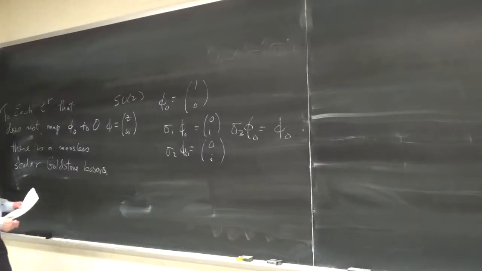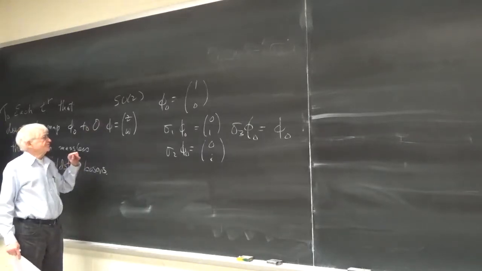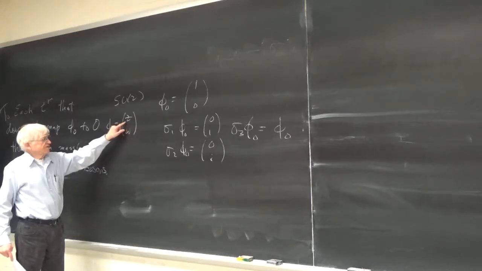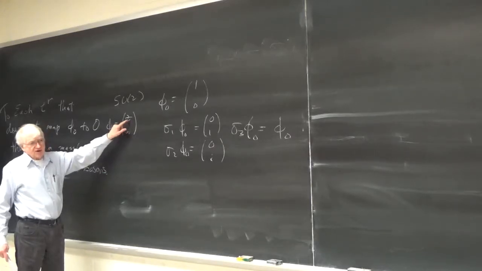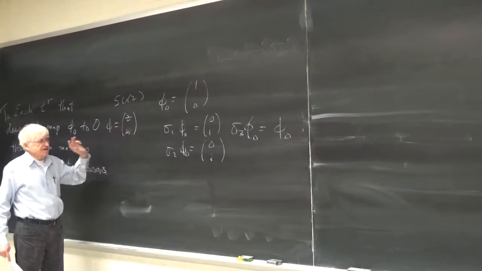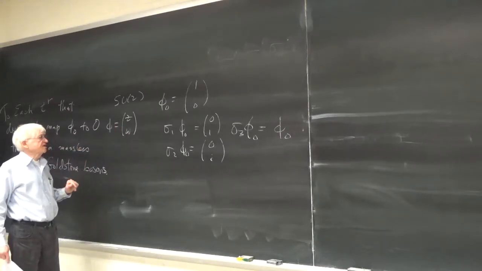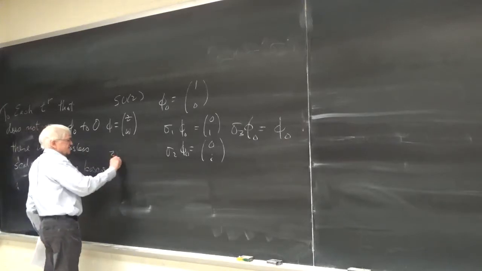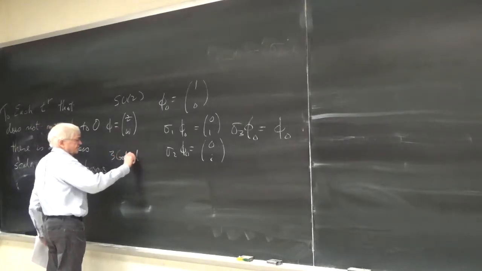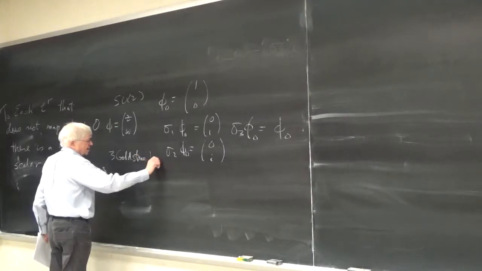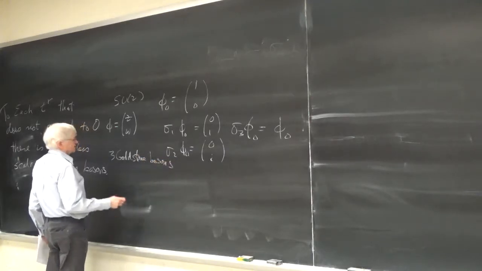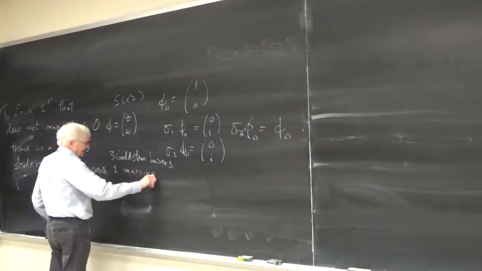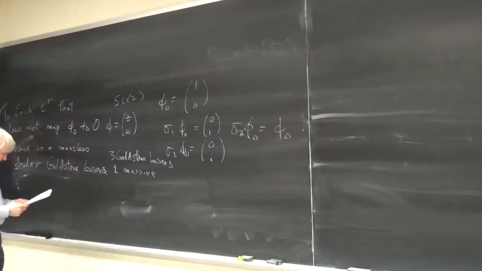So what we expect then is that for SU2, we have 4 real scalar fields, both the real and the imaginary part of the two components. So we have 3 Goldstone bosons and 1 massive scalar boson.